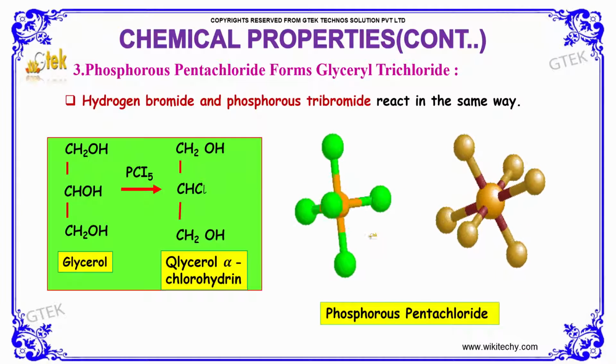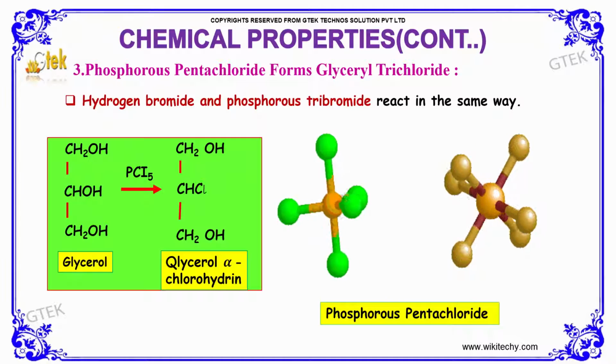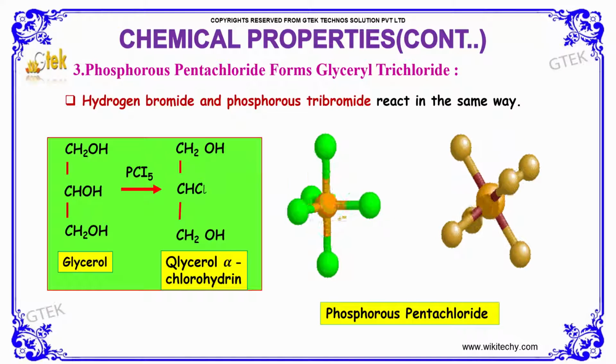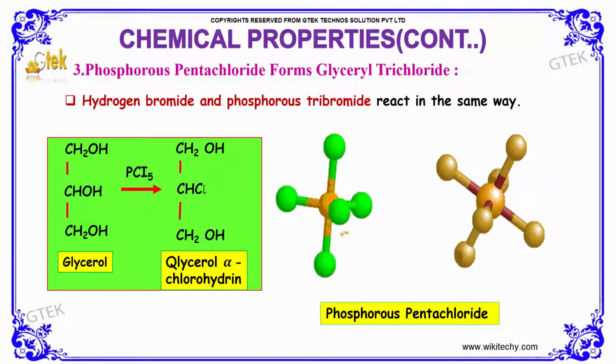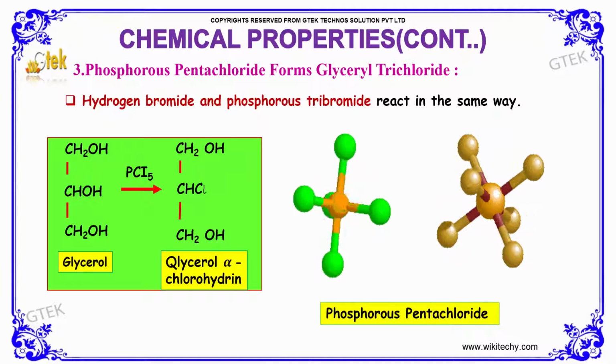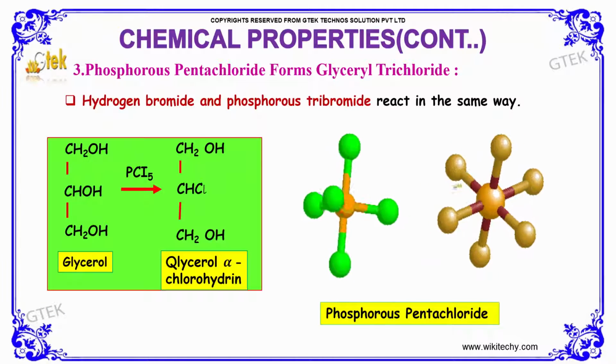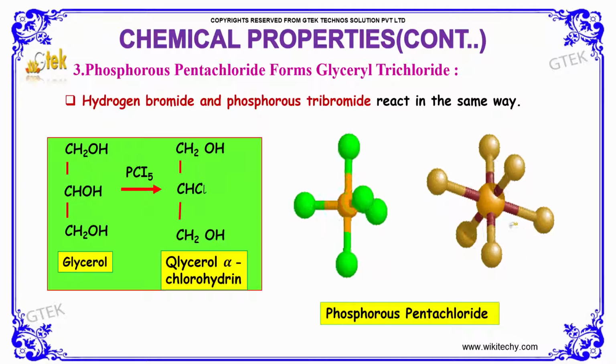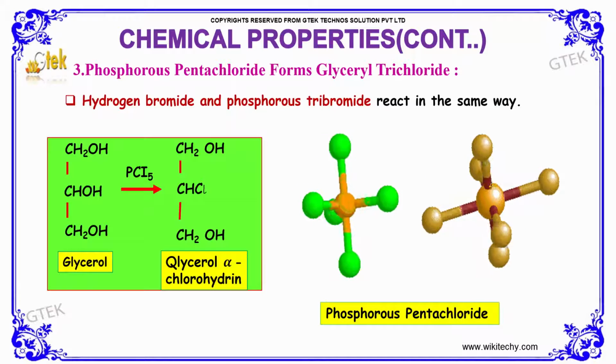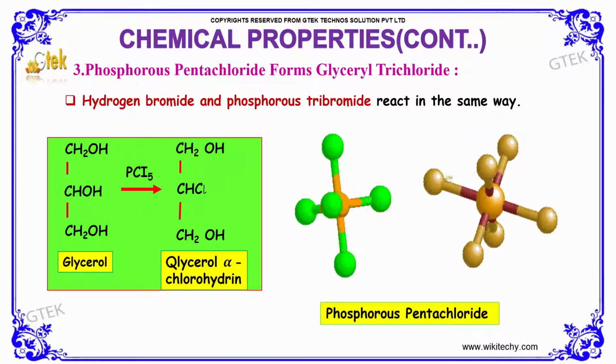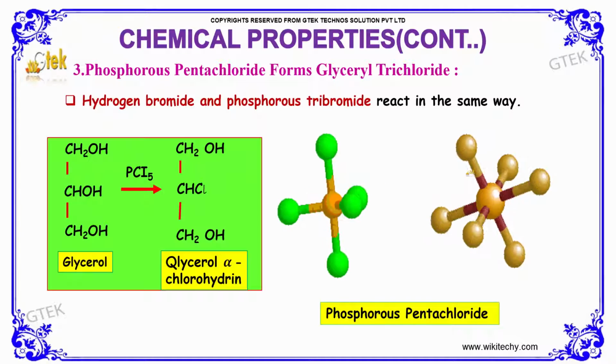Phosphorus pentachloride is nothing but phosphorus at the center part and all these green balls resemble the chlorine atoms. Similarly, this also indicates PCl5 where the orange ball at the center resembles phosphorus and all the other brown balls here show iodine.